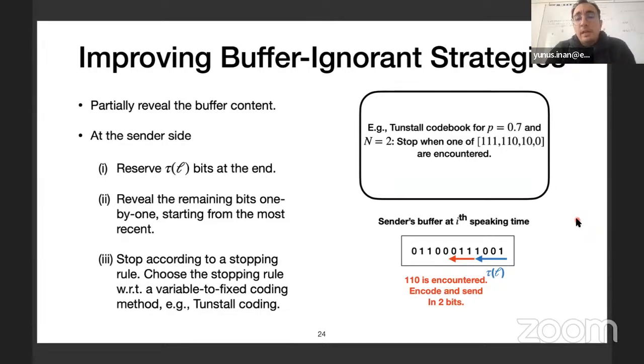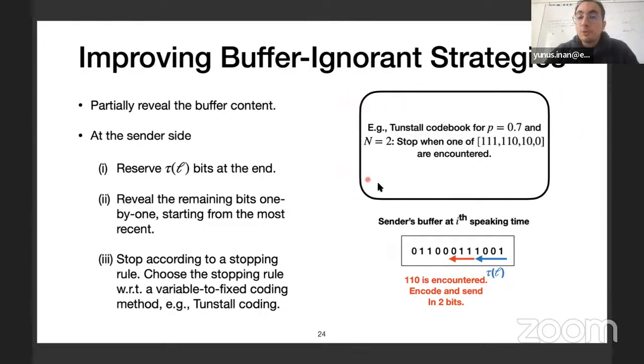We do as follows. At the sender side, again, we receive tau of L bits in the end, similarly to the previous buffer ignorance strategies. And then we reveal the remaining bits one by one, and we start from the most recent one. Like here, for instance, we reserve the last 4 bits and then we go 1, 1, 0, 0, 0, etc. And we stop at some point. How do we stop? We stop according to a variable-to-fixed length coding method. For instance, we use Tunstall coding for this improvement.